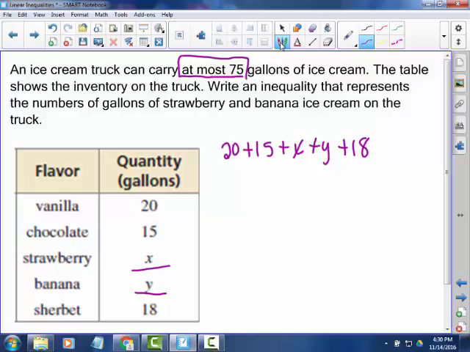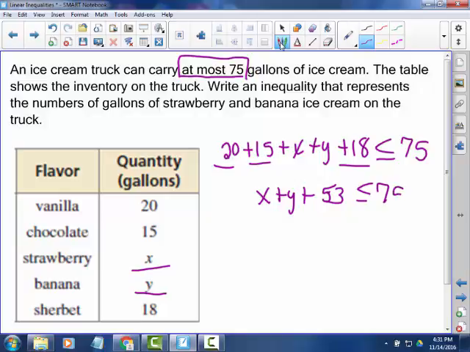So at most means it could be less than 75 or it could be exactly 75. But it can't be 76. That would be more than 75. So that would be too much. So less than or equal to 75. Then we would want to clean that up a bit because 20 and 15 and 18 we could add together and we'd get 53. So we have X plus Y plus 53 needs to be less than or equal to 75.